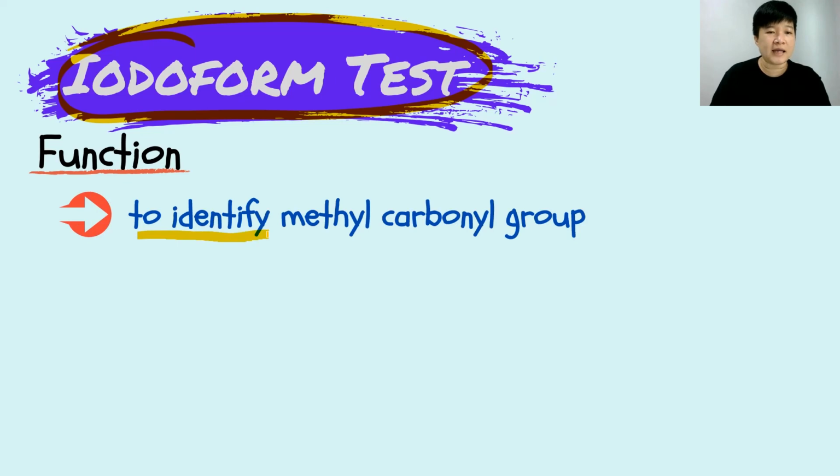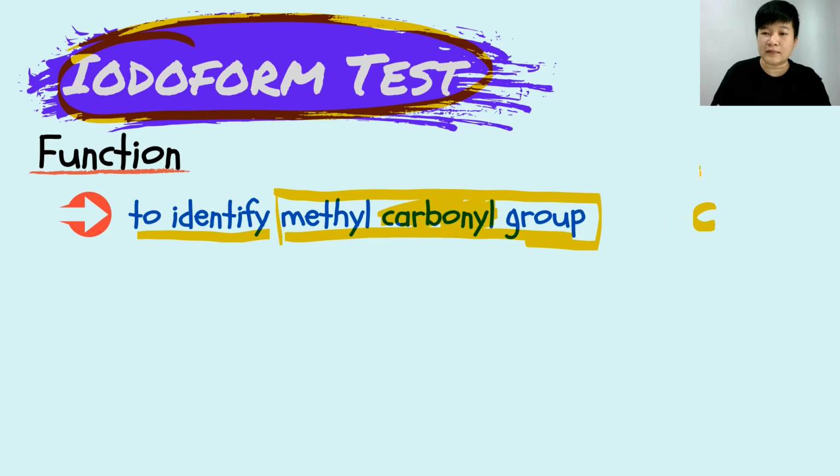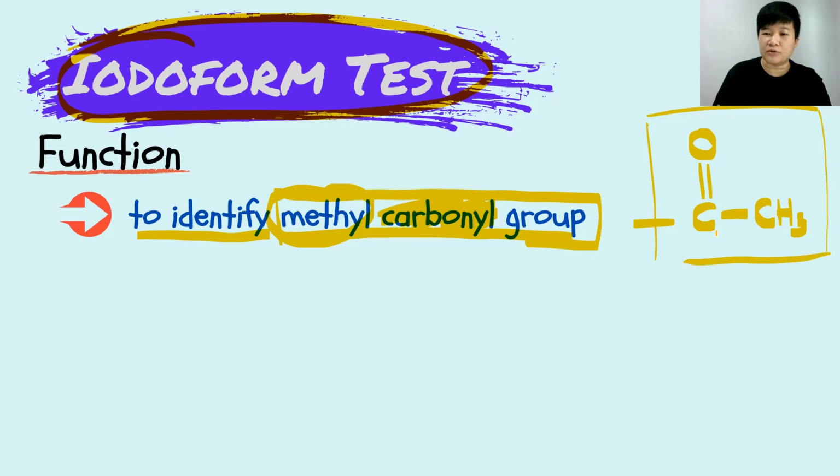So what is the function of the iodoform test over here? The function of the iodoform test is to identify the methyl carbonyl group. What is your methyl carbonyl group? Carbonyl is definitely the group holding C double bond O. Your methyl group is this. So this is your methyl carbonyl group, where you must have a CH3 directly bonded to the carbon holding the double bond O. That is your methyl carbonyl group.